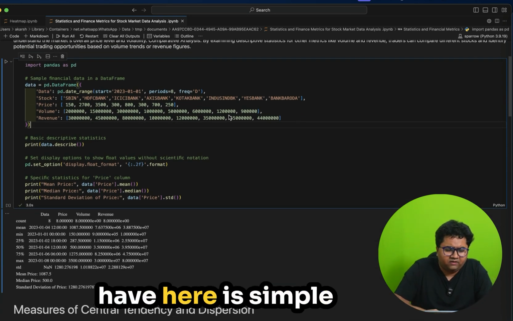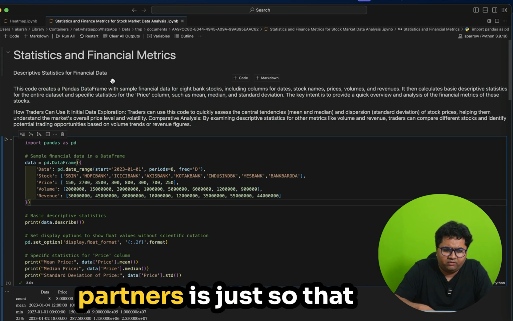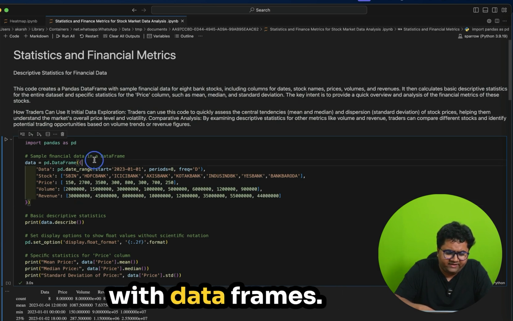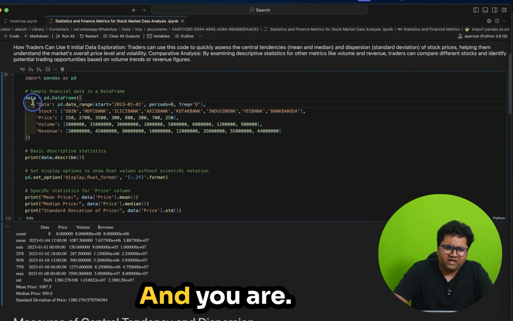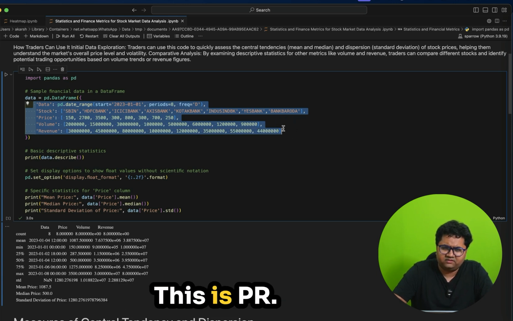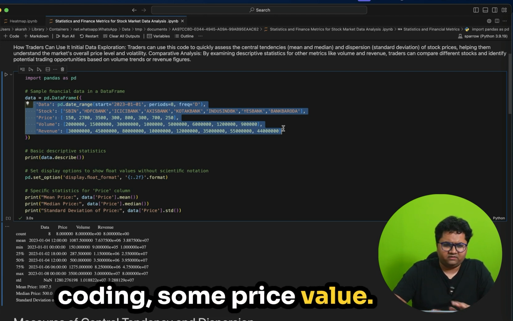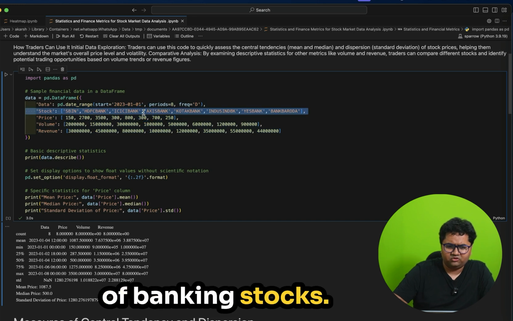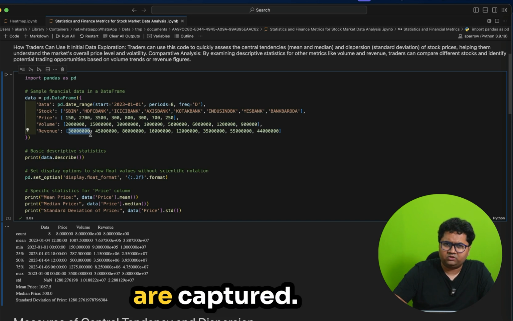And the first thing I have here is a simple import pandas. The idea of importing pandas is just so that we are able to work with data frames. There's nothing else expected here. And I have not even fetched data from Yahoo Finance or anything like that. This is pure, just hard coding some price values. So there's a bunch of banking stocks. There's some prices for them. There's volume. Their revenues are captured.